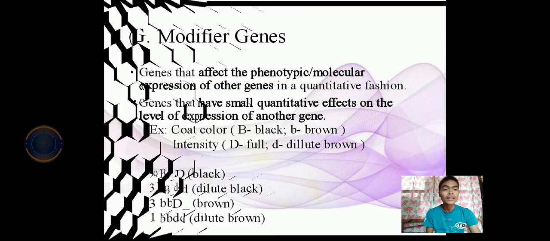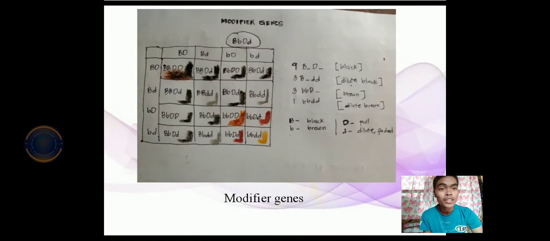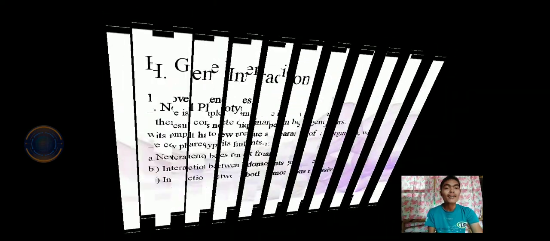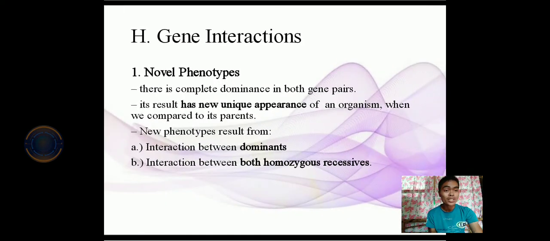Okay. Next, we have the illustration of modifier genes. Like what I have said, there are 9. Then the ratio there is 9:3:3:1. Okay. Next, we have the gene interactions.